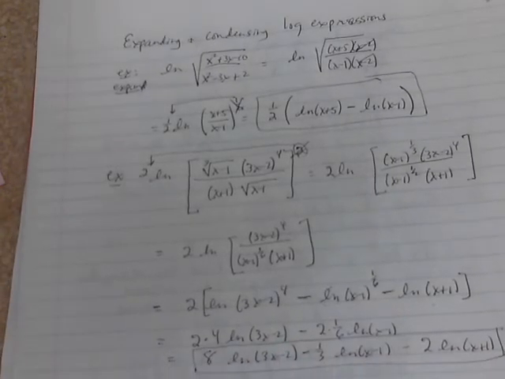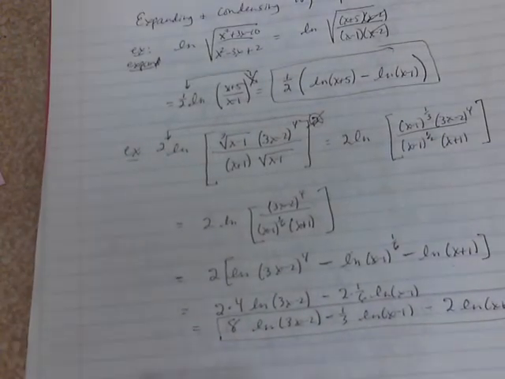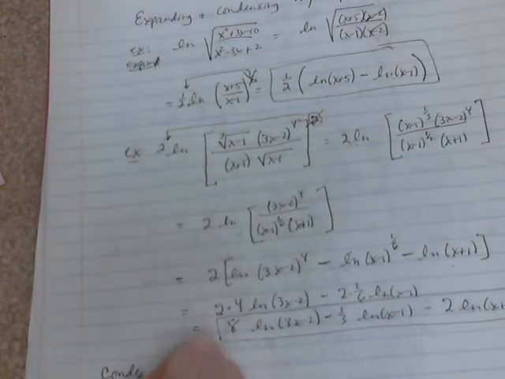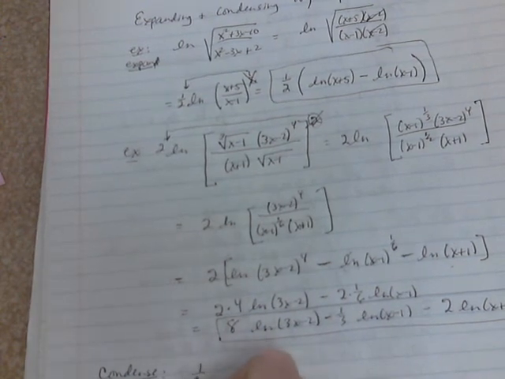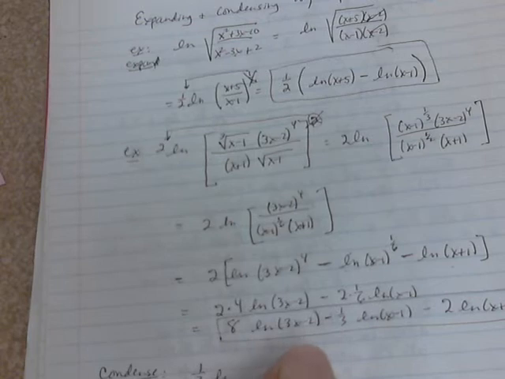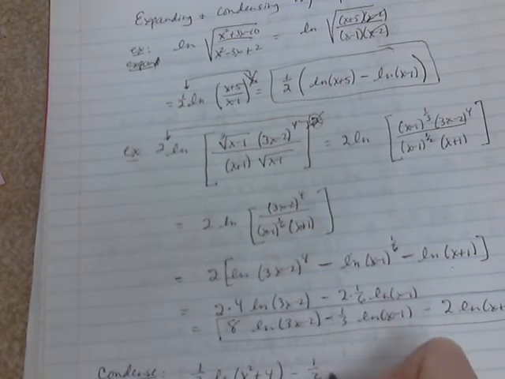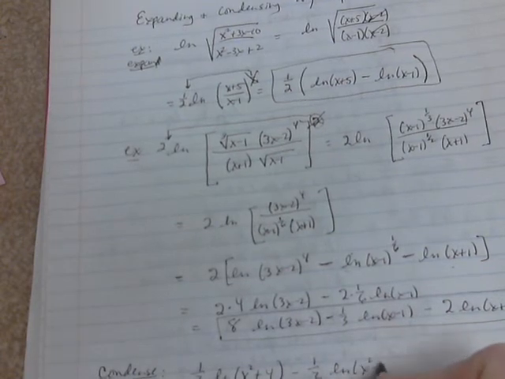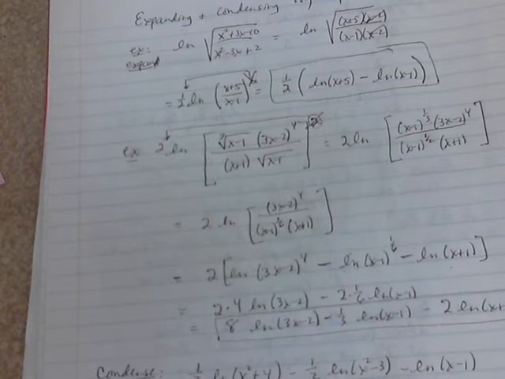And the opposite of expanding is condensing. So let's condense a log. Let's condense 1/3 ln, natural log of x squared plus 4, minus 1/2 natural log of x squared minus 3, minus the natural log of x minus 1.